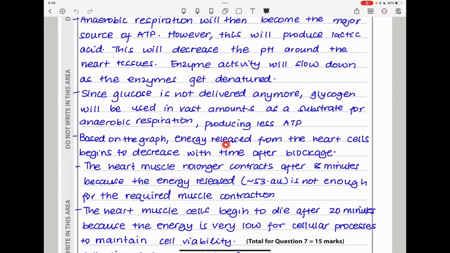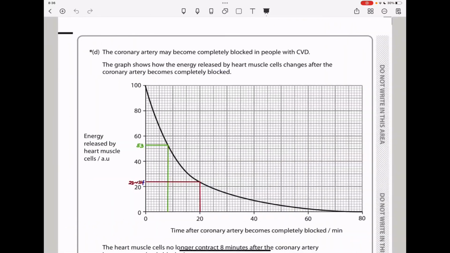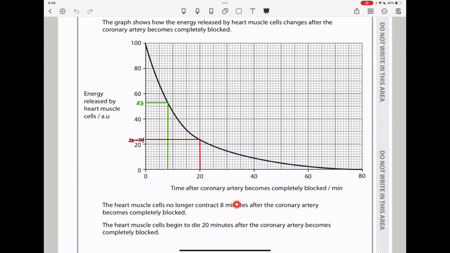Based on the graph, energy released from the heart cells begins to decrease with time after blockage. I want to take you back to the graph. The heart muscle no longer contracts 8 minutes after the coronary artery is completely blocked. If I come at the 8-minute mark, I see the energy release is 53 AU. And when I come at the 20-minute mark where they say the muscle cells begin to die at 20 minutes, we can see it's between 23 to 24 AU, and that means the energy is really, really low.